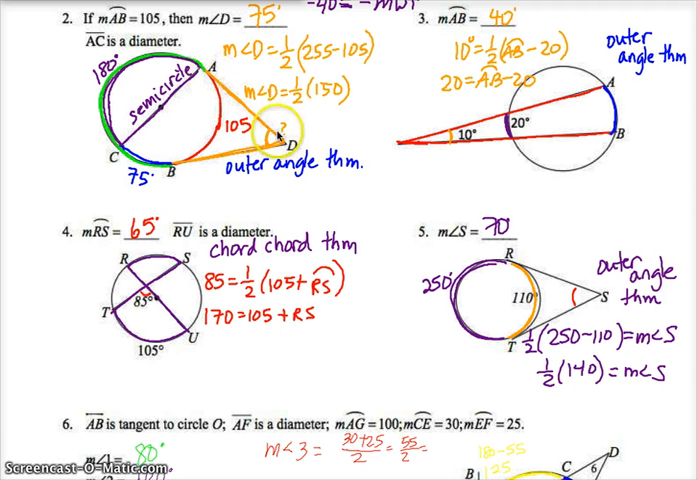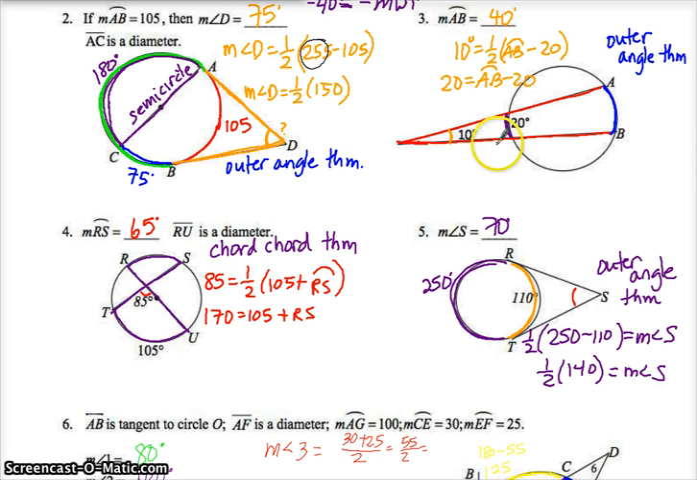Okay, then I see I have a tangent, so I use the outer angle theorem. So I have the large arc, which is ACB, that's 180 plus 75, which is how I got the 255 right here. It's half of 255 degrees minus 105, that gives me 150, and then I take half of that, which is 75 degrees.